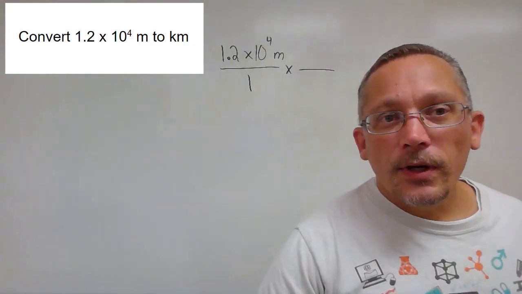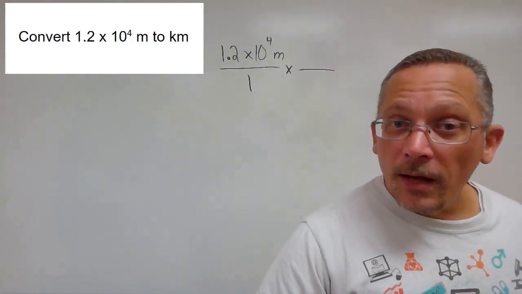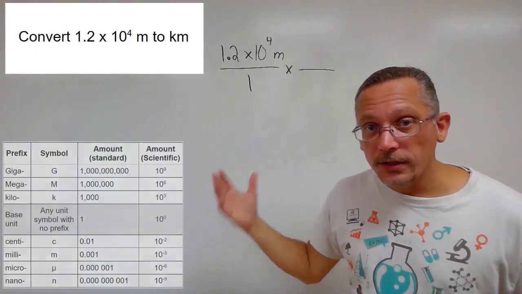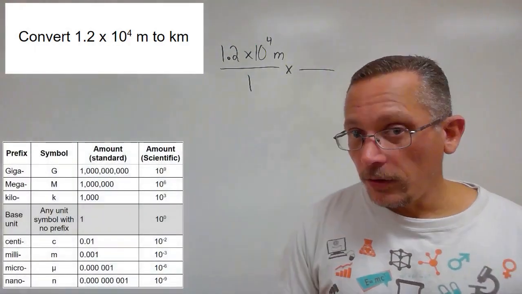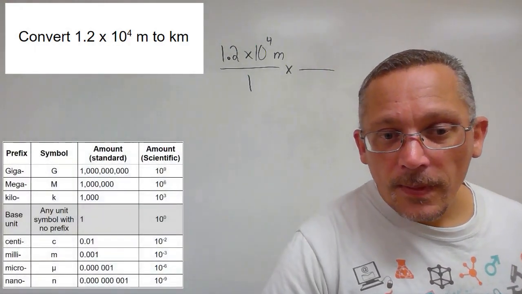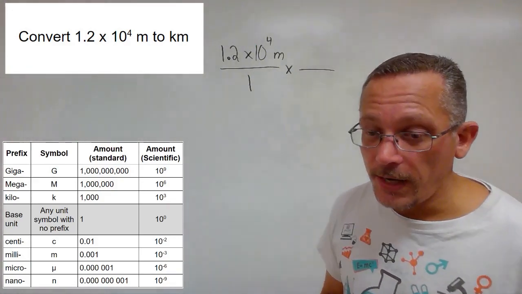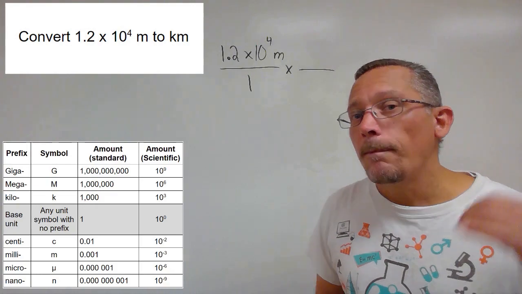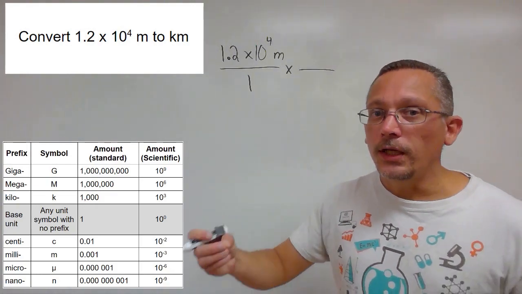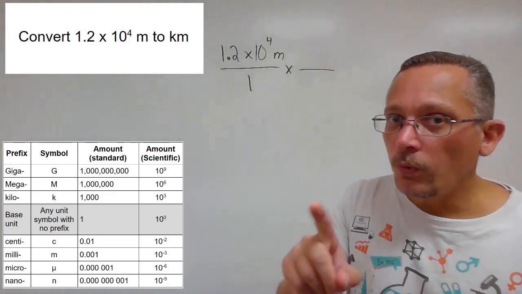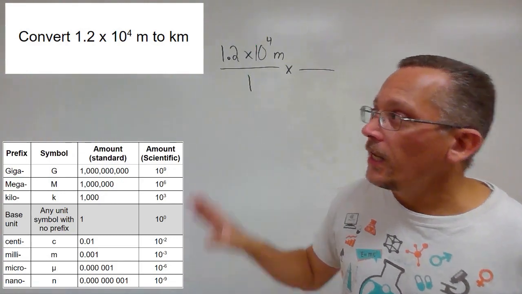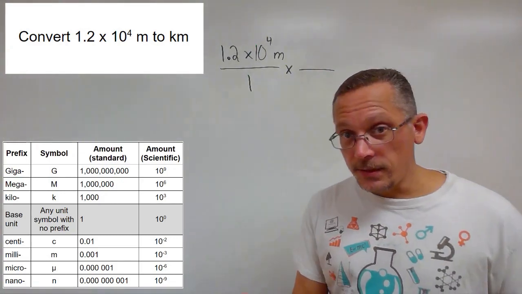Okay. Now, they wanted me to convert this to kilometers. So I'm going to go to that chart, and I'm going to look at the prefix kilo. Kilo. And if you look at your chart, you can see kilo is 10 to the 3rd power. 10 to the 3rd meters is 1 kilometer. It's always 1 of the prefixed unit and that many of the base unit.